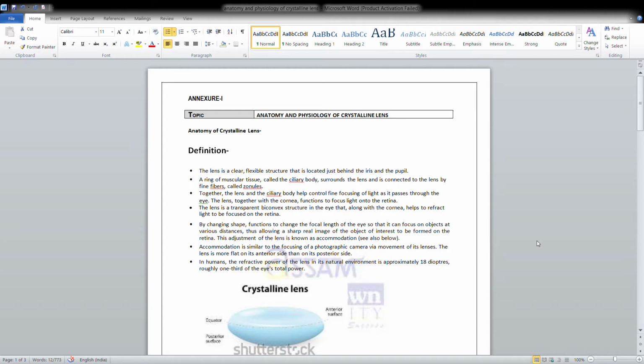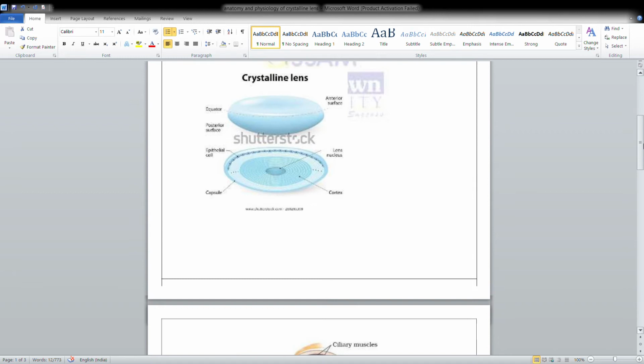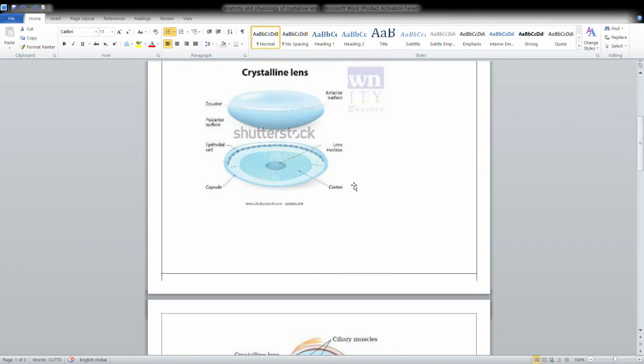The adjustment of the lens is known as accommodation. Accommodation is similar to the focusing of a photographic camera by movement of its lenses. The lens is more flat on its anterior side than on its posterior side. In humans, the refractive power of the lens in its natural environment is approximately 18 diopters, roughly one-third of the eye's total power. So this is the structure of the crystalline lens.